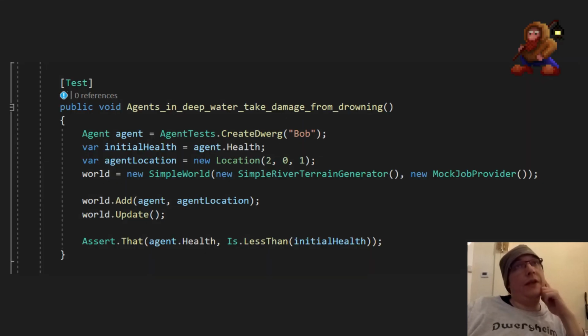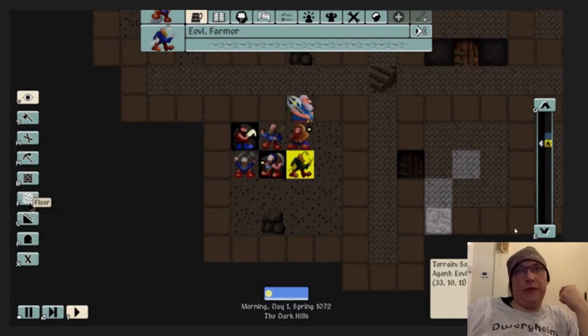So here's an example. Agents in deep water take damage from drowning. First we create an agent, we note his initial health, we create a location which I know is in deep water, we generate the world with a river in it, we spawn the agent in the river, update the world, and then assert that the health is less than its initial health. And here's that in action.